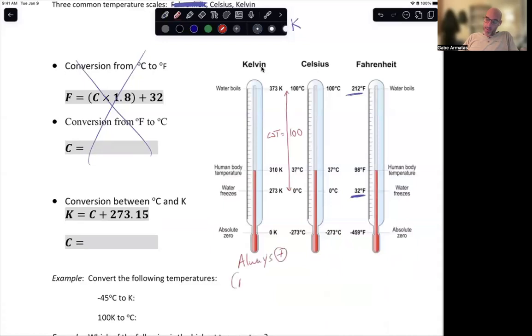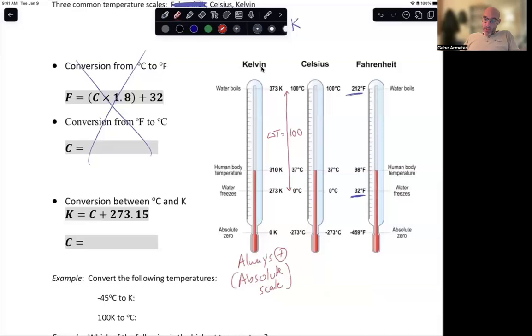We call this an absolute scale. The reason that we need to use Kelvin in science and we need this absolute scale is because negative numbers can cause problems with certain equations. By using a negative number, it can make something go negative, and that's not what we meant to do. So we use Kelvin because it's an absolute scale. It's always a positive value, and that's the reason that Kelvin is used in science.